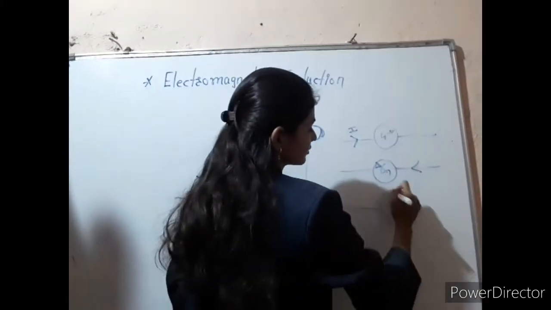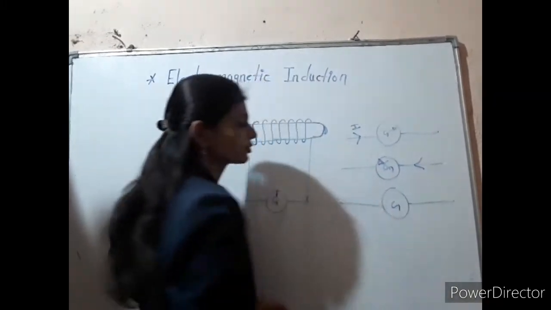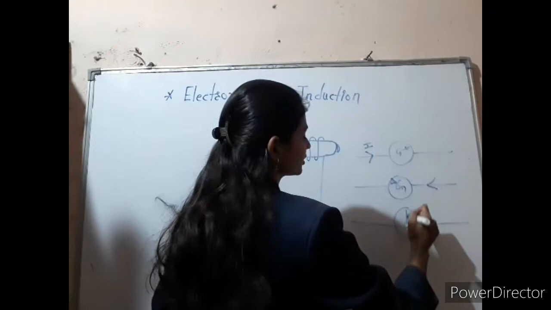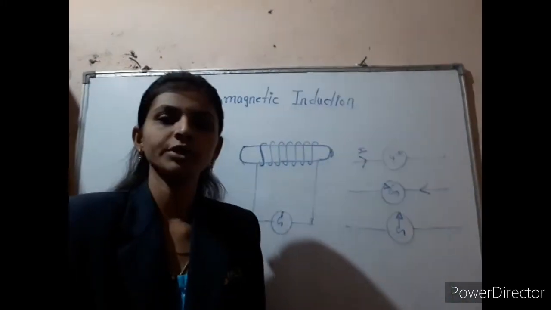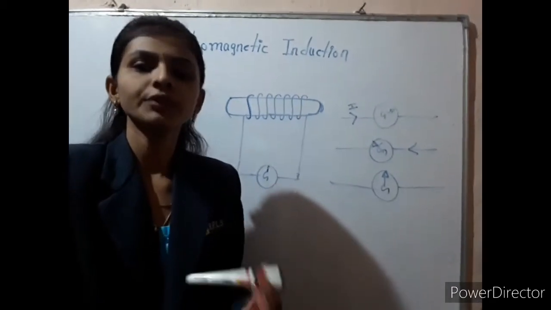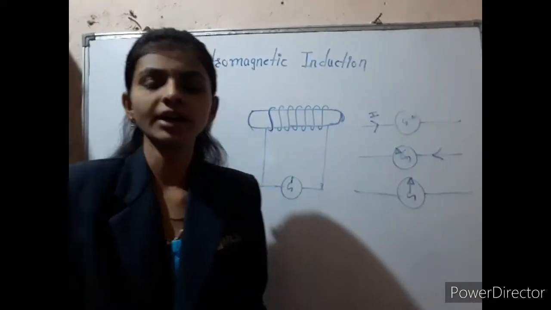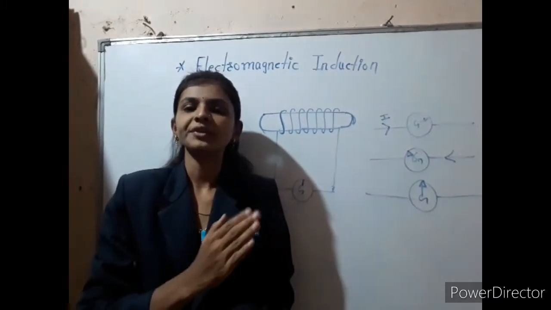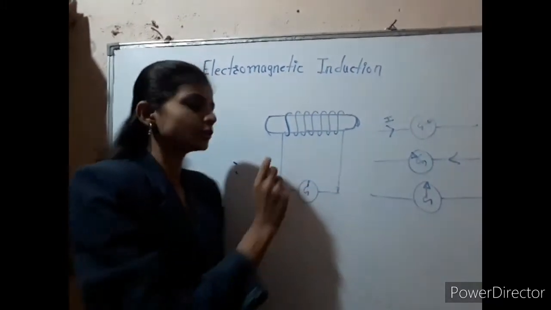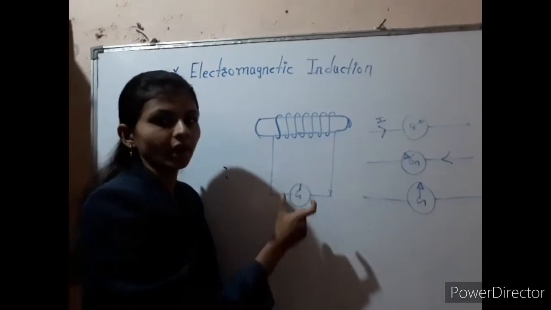In third case, if there is no current flowing through the circuit, that time galvanometer is not showing any type of deflection. So this is the working of the galvanometer. By using galvanometer we can find out whether the current is flowing through the circuit or not, and by using the galvanometer we can find out the direction of the current. So this is the working principle of the galvanometer.